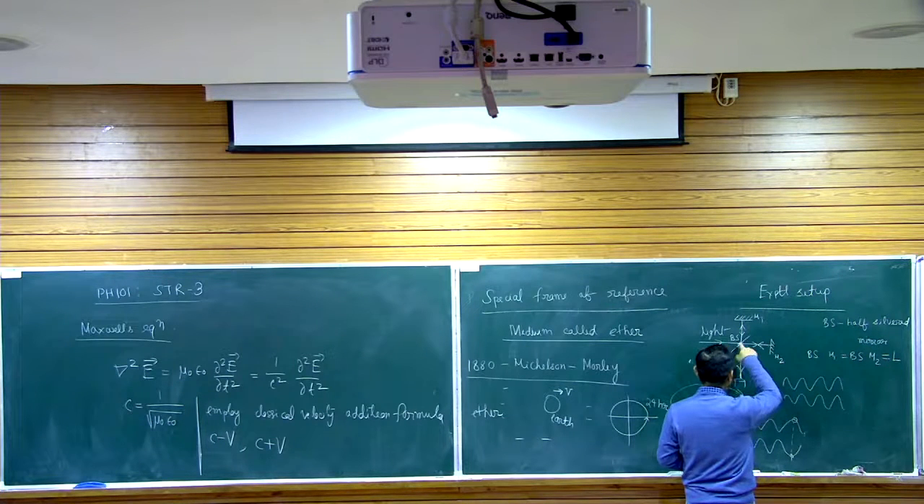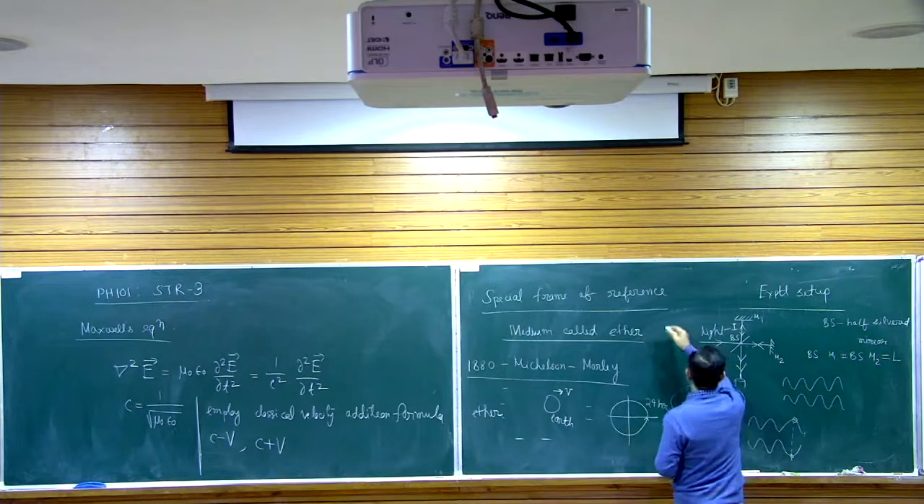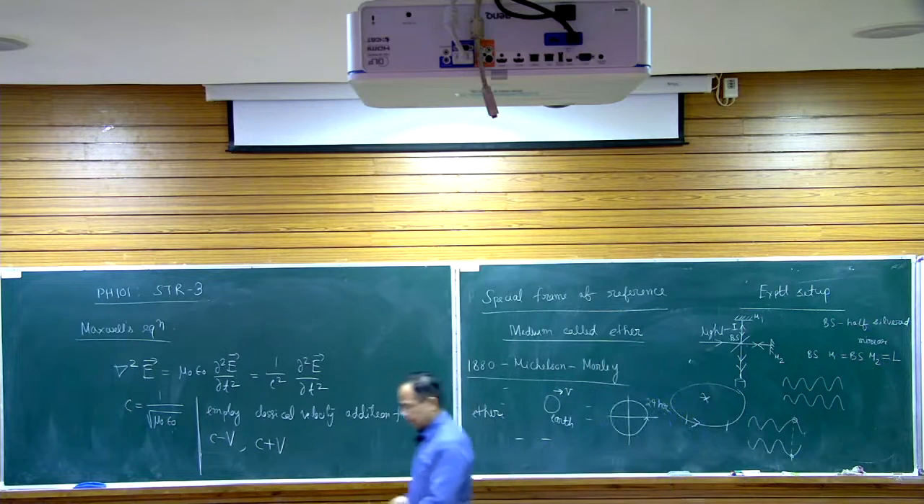Let's say what is the time taken by the light going from BS to M1 and then coming back to BS, then BS to M2 and coming back to BS. So these are two different paths. Path 1, let me write down path 1.